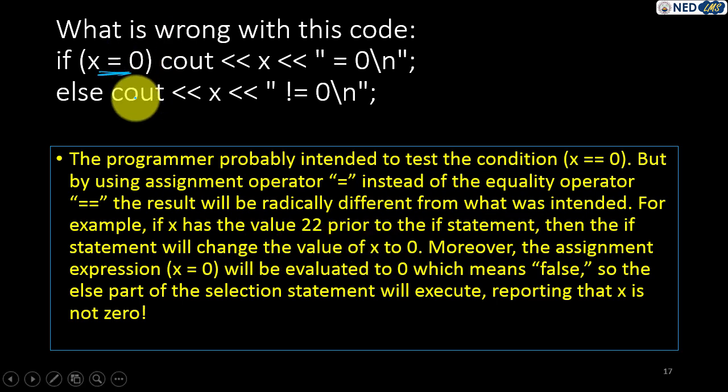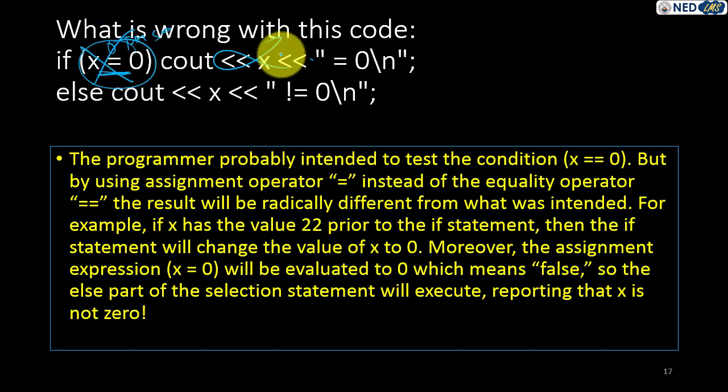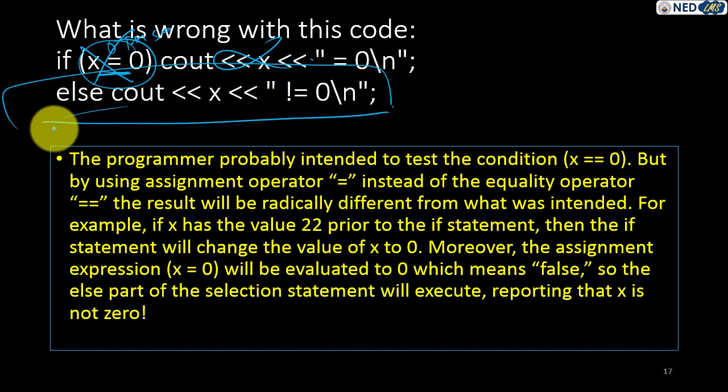I've explained that in the previous lecture: since we have assigned the value of 0 to x, x will now have the value of 0, and this whole expression is going to return 0, false. So this branch is not going to run, and the else will say x is not equal to 0. And had this been if x equals 2, this would have returned true.